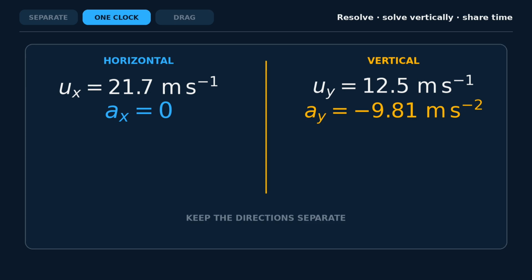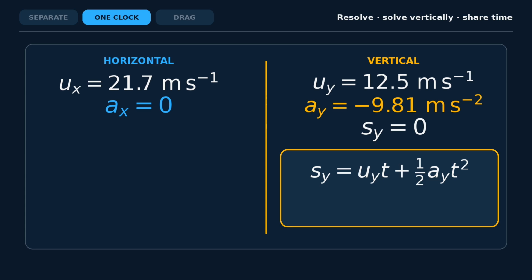Horizontally, the initial velocity is 21.7 meters per second and the acceleration is 0. Vertically, the initial velocity is 12.5 meters per second and the acceleration is minus 9.81 meters per second squared. Because the ball lands at its launch height, the total vertical displacement is 0. Use the vertical motion to find the flight time.